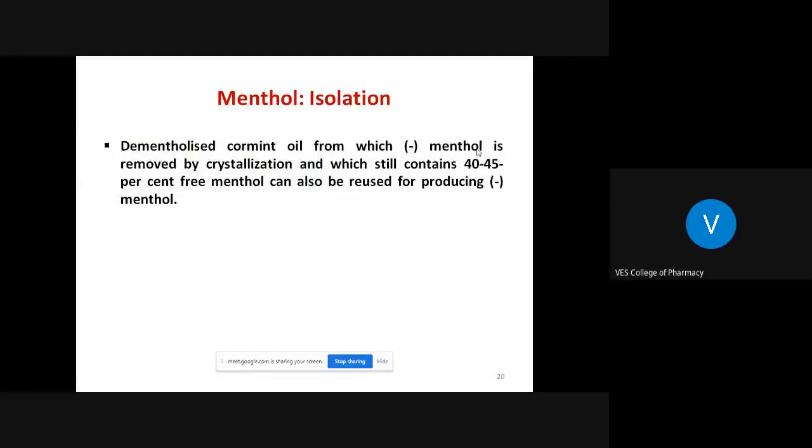Dementholized corn mint oil, from which menthol is removed by crystallization, still contains 40 to 45% of menthol. It can be reused for producing menthol. Dementholized corn mint oil means it does not contain menthol, although the menthol has been removed by crystallization, it may still contain some amount of menthol. It can be reused for separating specific menthol from that particular dementholized corn mint oil.